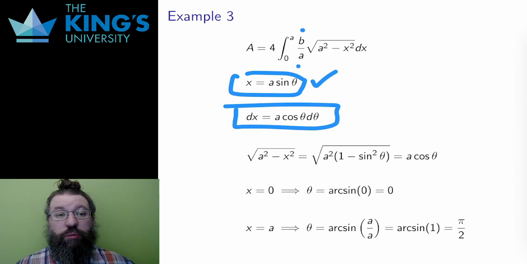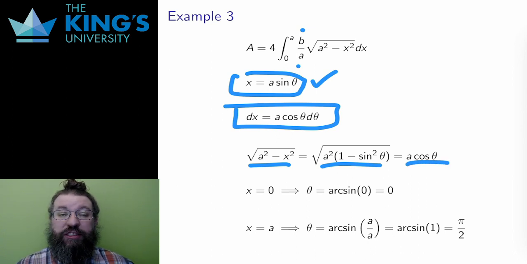The square root term transforms by replacing x squared with a squared sine squared theta, then pulling out the a, then using the trig identity to replace 1 minus sine squared with cos squared, and it simplifies down to a cos theta. What is new here are the bounds. With trig substitutions, often I will have to solve for theta in the bounds.